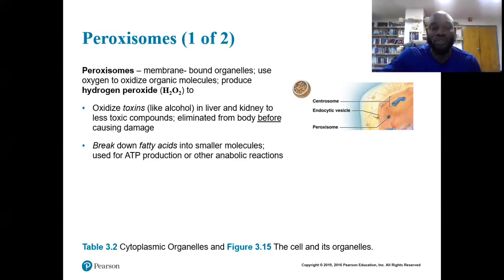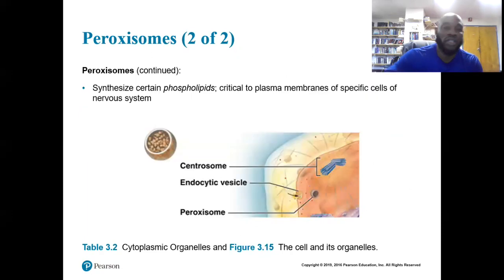So peroxide, hydrogen peroxide, peroxisomes, right? We do not want hydrogen peroxide just floating freely in our cells. That's why we have these peroxisomes as membrane-bound organelles. They also can synthesize certain phospholipids. Remember those? Phospholipids, which help make up the structure of these membranes, specifically the plasma membrane.